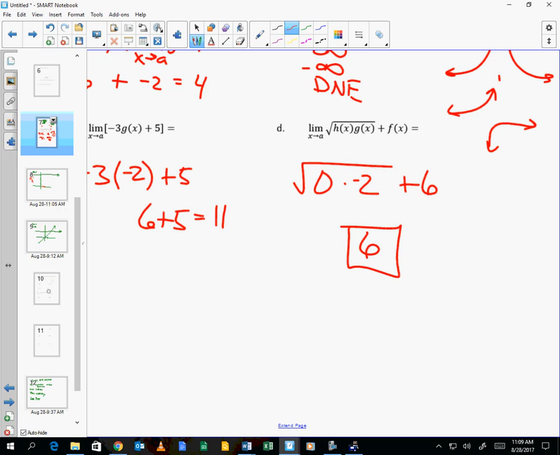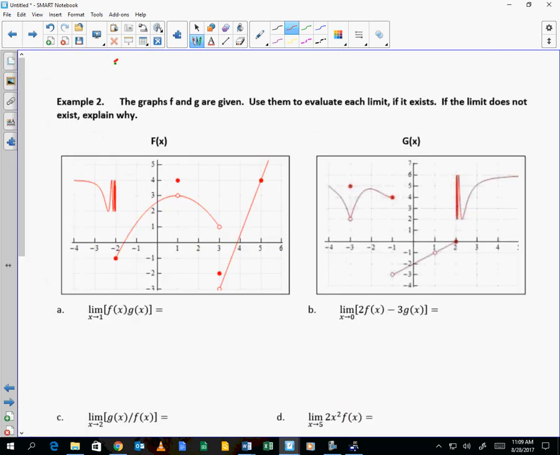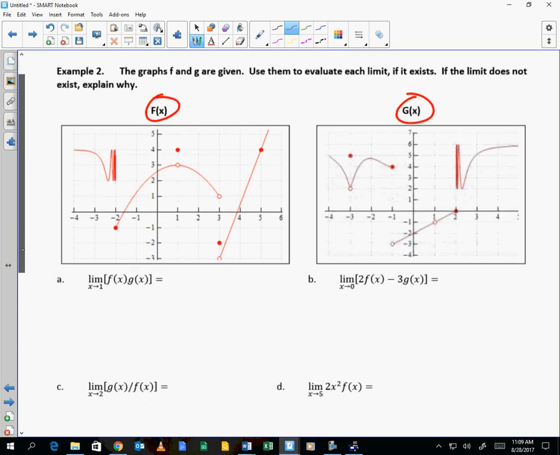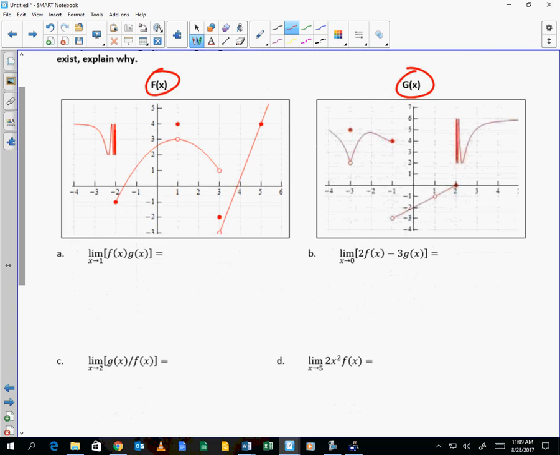Let's look at a graphical example. This is f of x. This is g of x. It says the limit as x goes to 1 of f of x times g of x. Well, first of all, what's the limit as x goes to 1 of f of x? It is 3. How about the limit as x goes to 1 of g of x? Negative 1.